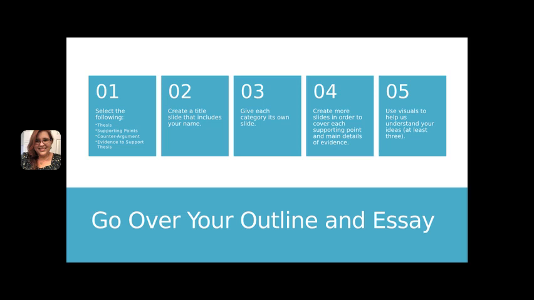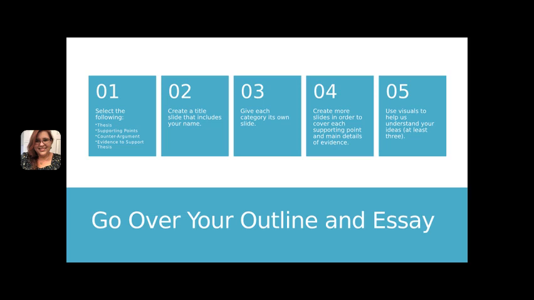Then you start with a title slide that includes your name. Give each category its own slide. Remember, you have to have at least 12 slides. Create as many as you need in order to cover each supporting point and main details of evidence. Remember that your research essay, you could have 3 supporting points or 4 or maybe even 5. So really, it depends on what you've written as to how many slides you're going to have. But no matter what, you should have at least 12.